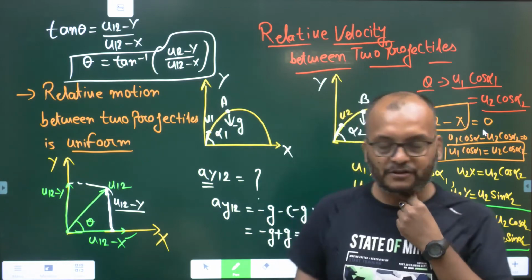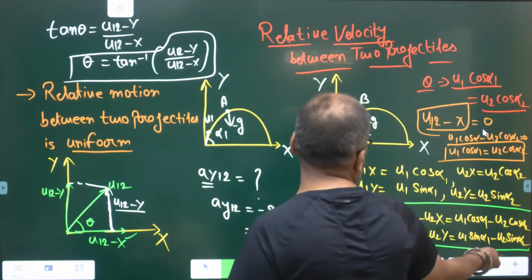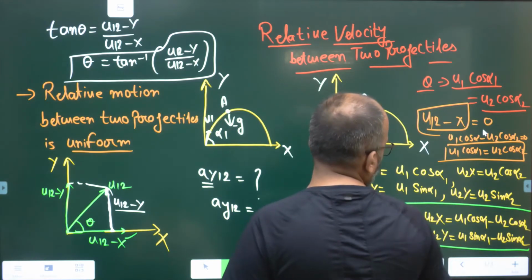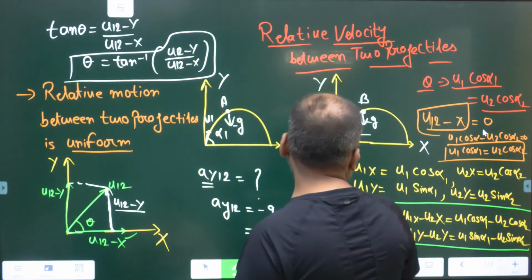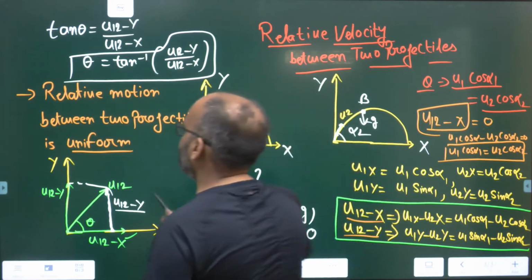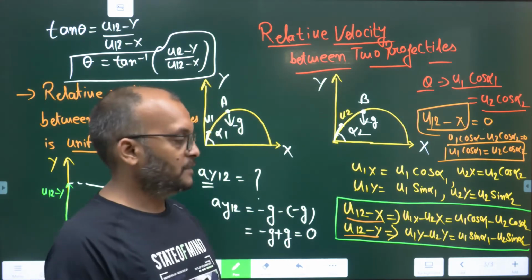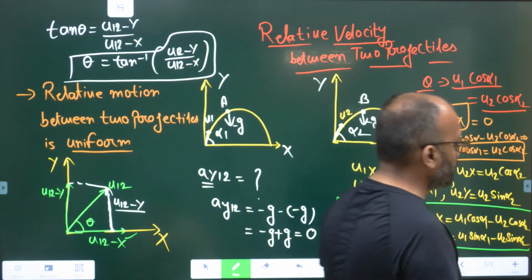Similarly, they can give you u1 sin alpha 1 is equal to u2 sin alpha 2. So that means u12y will be 0, so motion will be along the x-axis. Note it down fast. Then I'll give you a numerical.